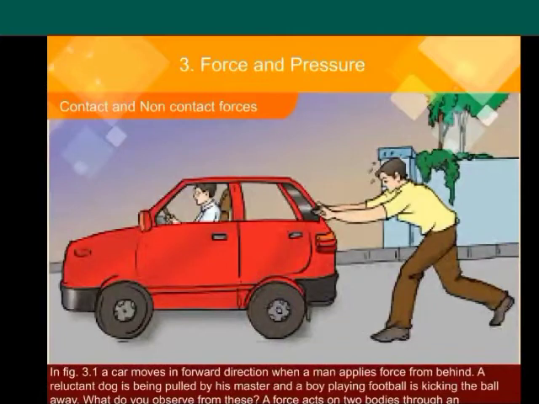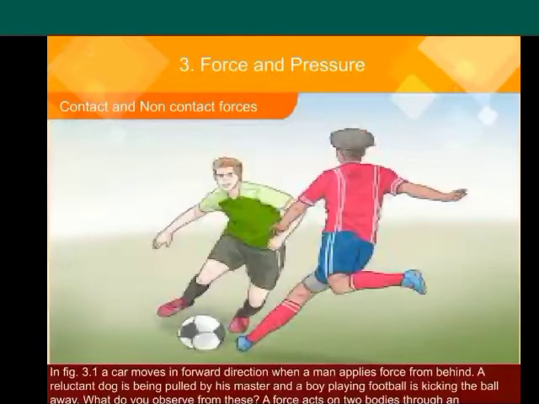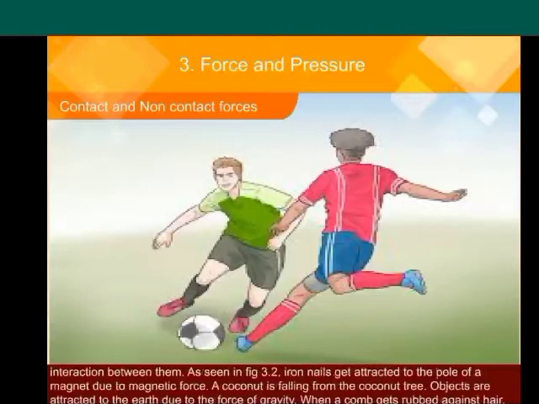In figure 3.1, a car moves in a forward direction when a man applies force from behind. A dog is being pulled by his master and a boy playing football is kicking the ball away. What do you observe from this? A force acts on two bodies through an interaction between them.